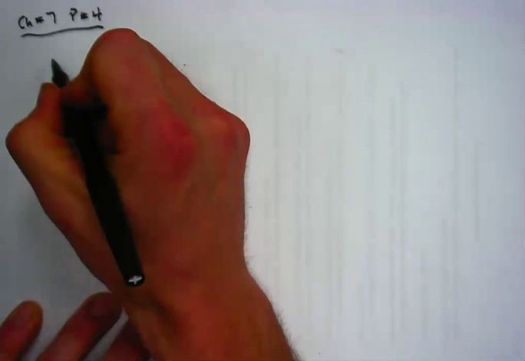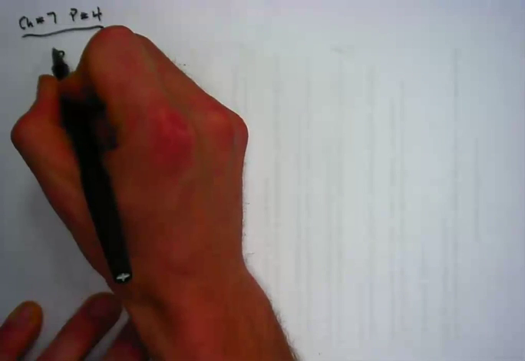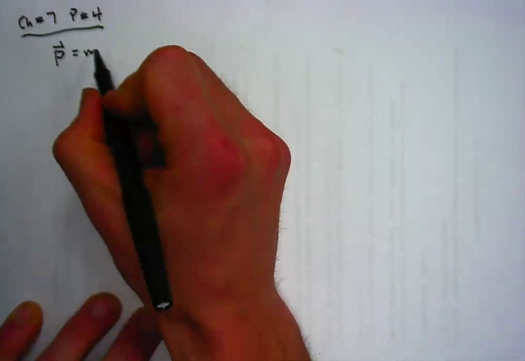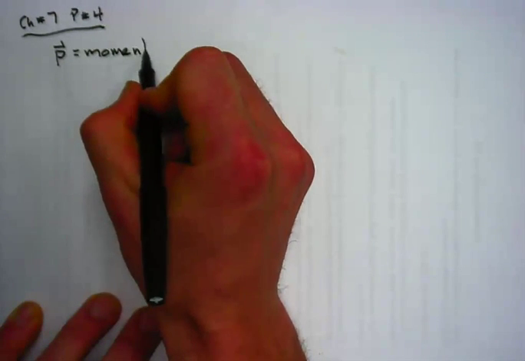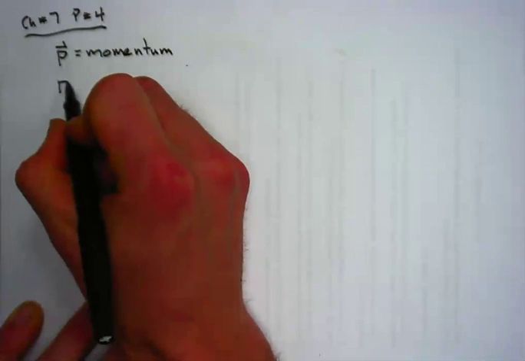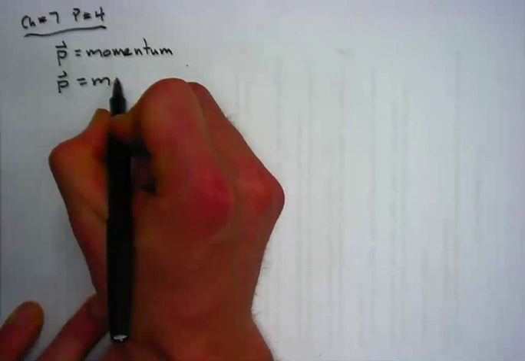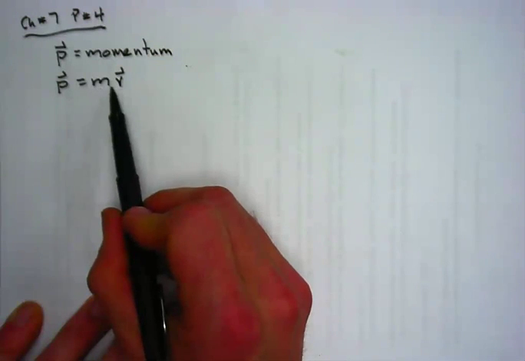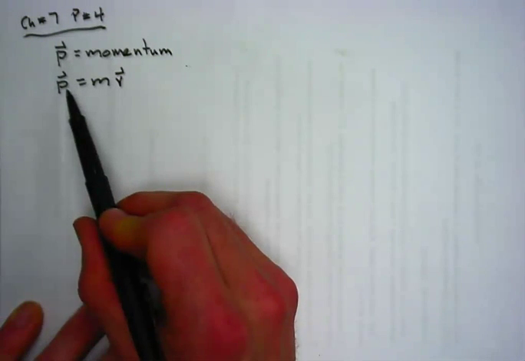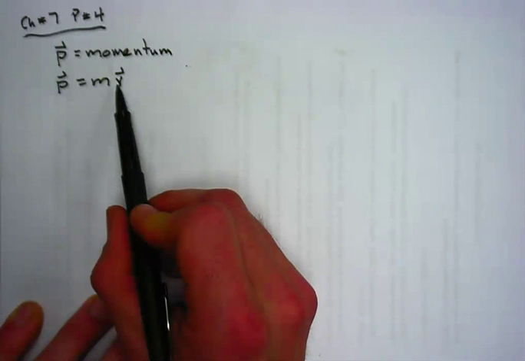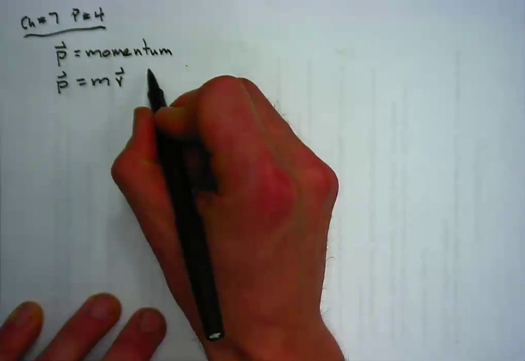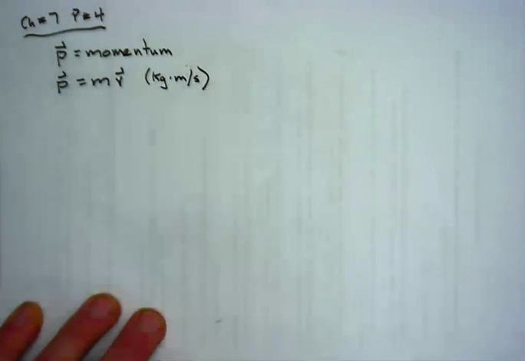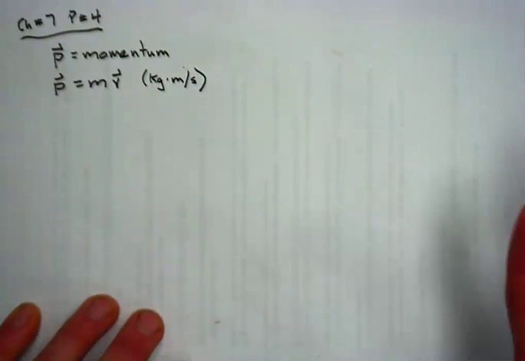This chapter is about momentum, and we use the letter P to represent momentum. What is momentum? It is mass in motion, and it is defined as mass times speed. Notice it's a vector quantity pointing in the same direction as the velocity, and its units are kilograms times meters per second. Now, why is this new idea important?